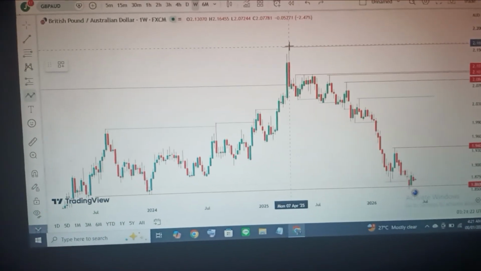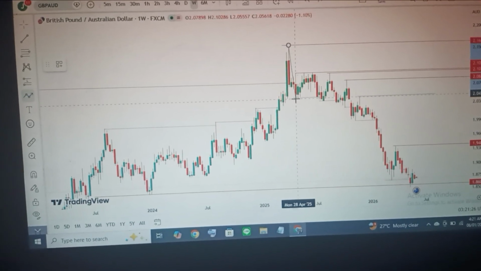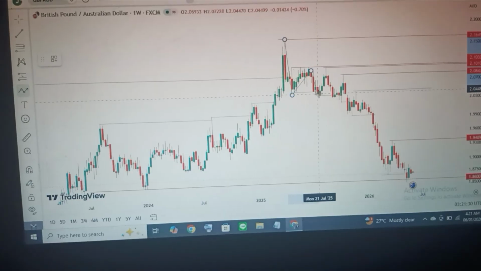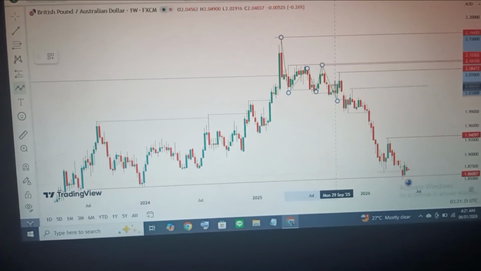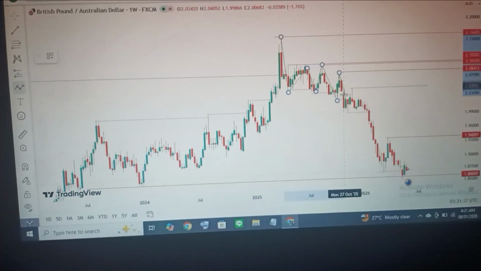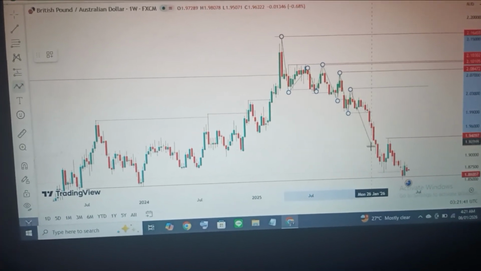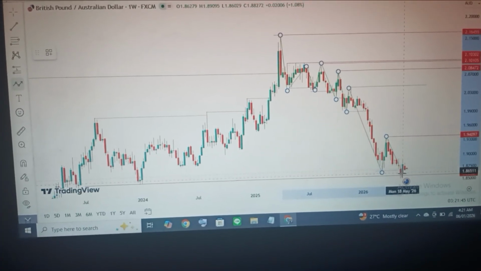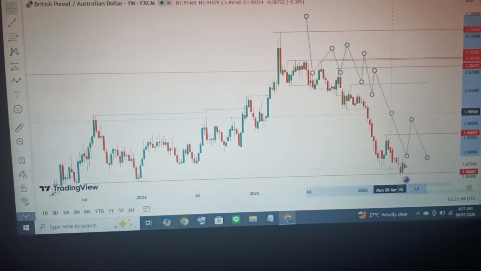So what we have from the weekly time frame here: we have this high, we have a low, we had a high, we had a low, we had a high, we had this low here, we had this high, we had this low, we had this high. Please bear with me. We had this low, we had this high, we had this low here. Now, what I want to emphasize here is this.